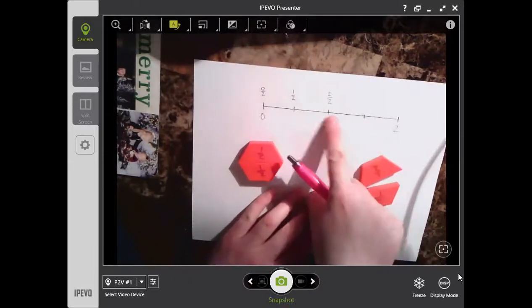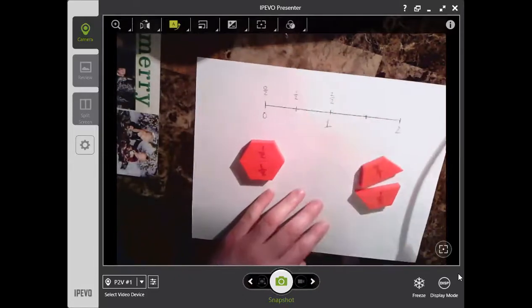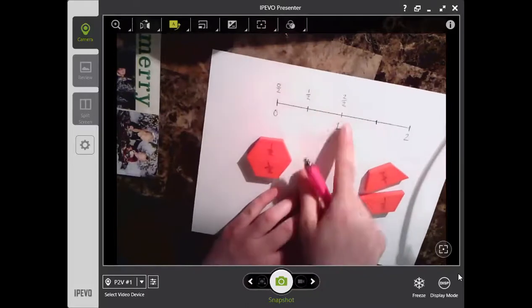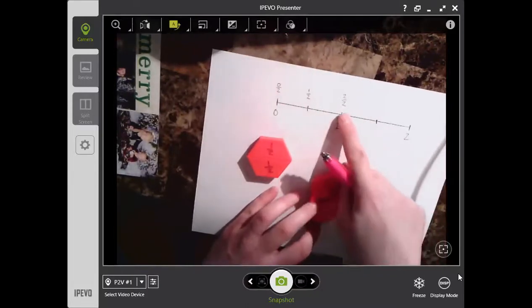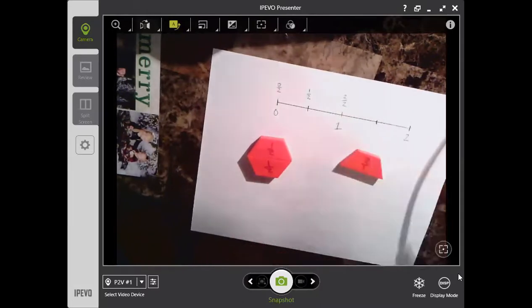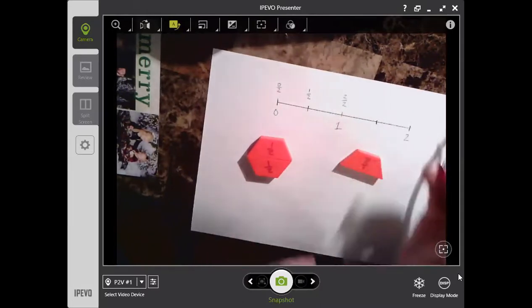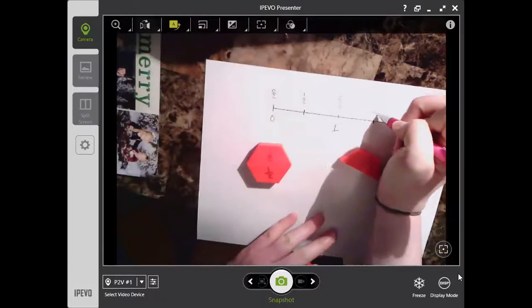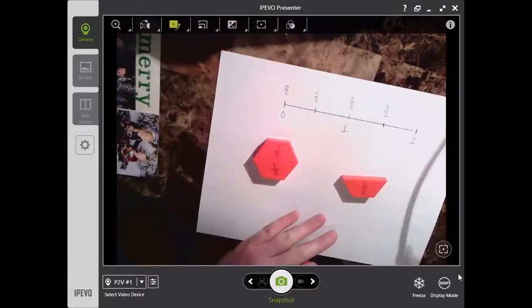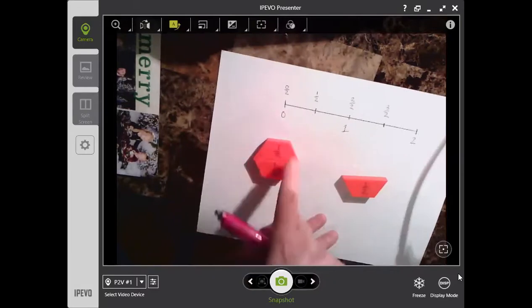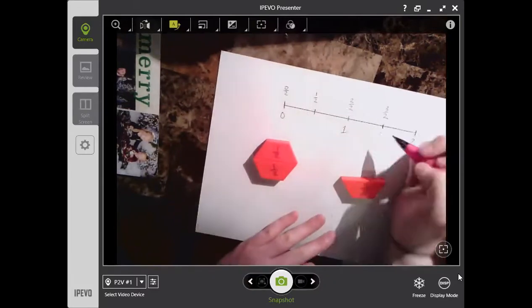Again, we're not counting the tick marks. If I count the tick marks, I'm not going to get the right answer. I want to count that space in between. So if I keep counting, I have 2 halves. Now I have 3 halves, or my other name, I'm upside down here, my other name would be 1 whole and 1 half.